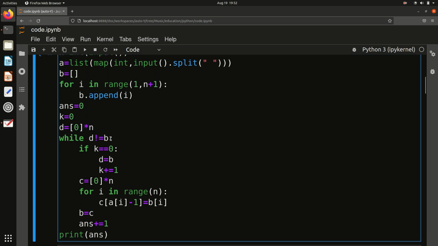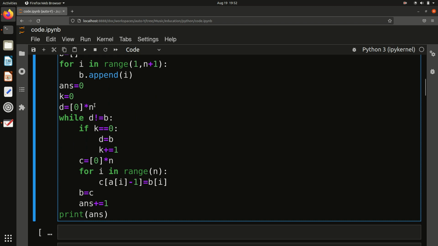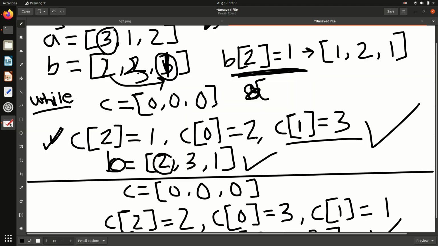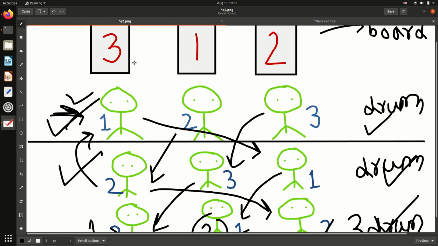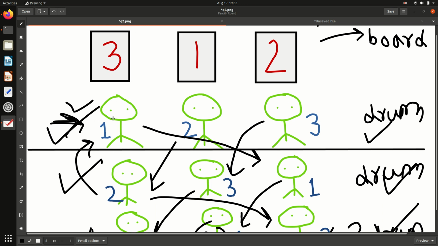Okay, but after the first iteration, k equals 0 I have taken, so now it will go inside the while loop. If k equals 0, then d equals b. See, the main problem is the initial position we have, in this case the initial student having 1, 2 and 3. Now it says that we have to keep running till again we get 1, 2, 3.